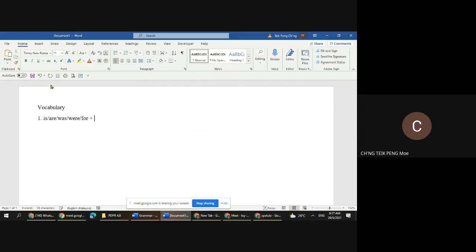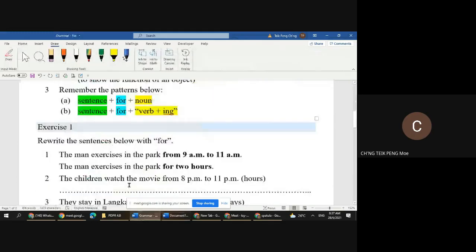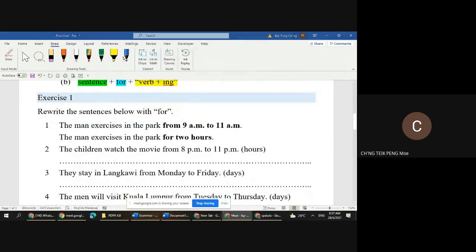Okay. We also need to use for. Maksudnya kalau you nampak for, kalau you letak for, kalau selepas for itu you nak letak kata kerja, you kena letak ing. Okay. So this is the next rule. The new rule that we have discovered. Now come back to exercise 1. Okay. Let's come to exercise 1.